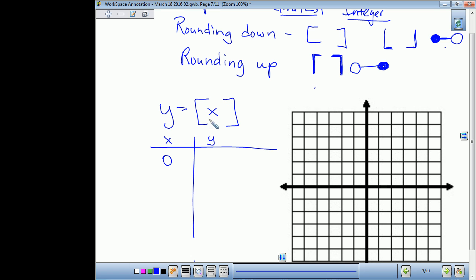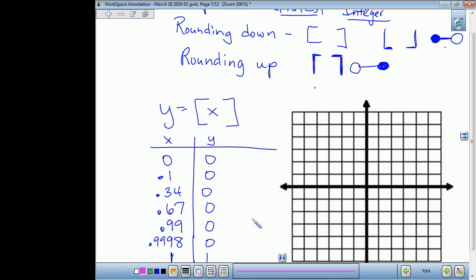If we plug in x and round 0 down to the closest integer, what would it be? 0. 0.1 rounds to 0. 0.34 rounds to 0. 0.67 is 0. 0.99 is 0. 0.9998 is 0. And then 1 rounds to 1.